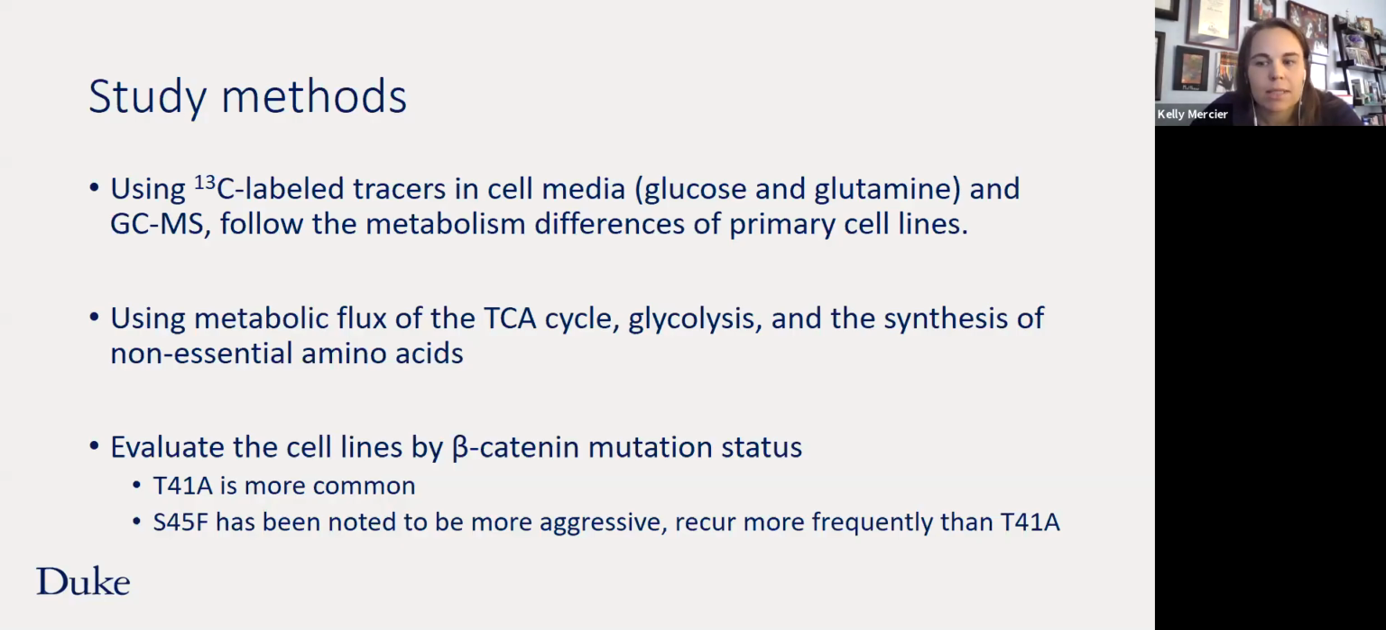It's incredibly sensitive, and our collaborator, Dr. Guofeng Zhang, also at Duke, designed a targeted panel specifically for quantifying these metabolites in TCA and glycolysis pathways. So it is also important that we continue to evaluate these differences. T41A is a more common variant for desmoid tumors, but we also know that S45F has been noted to be more aggressive and reoccur more frequently.